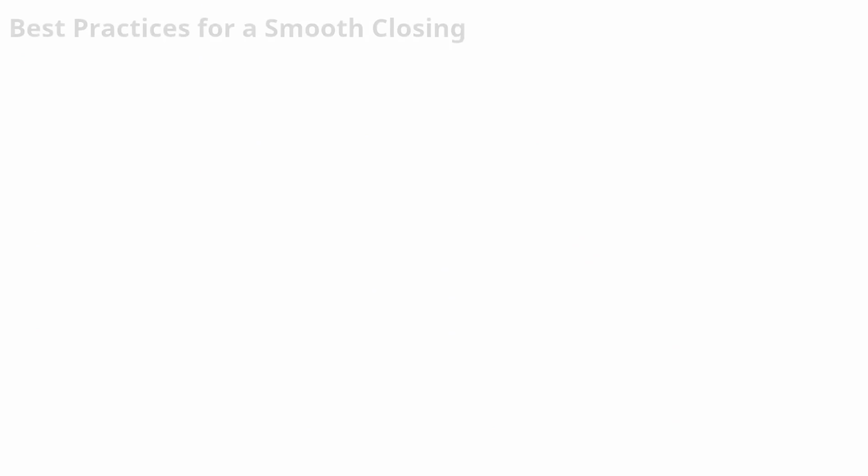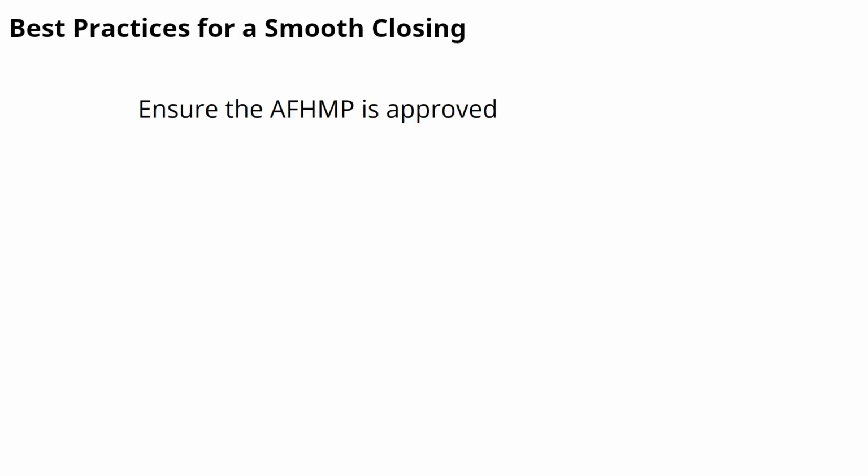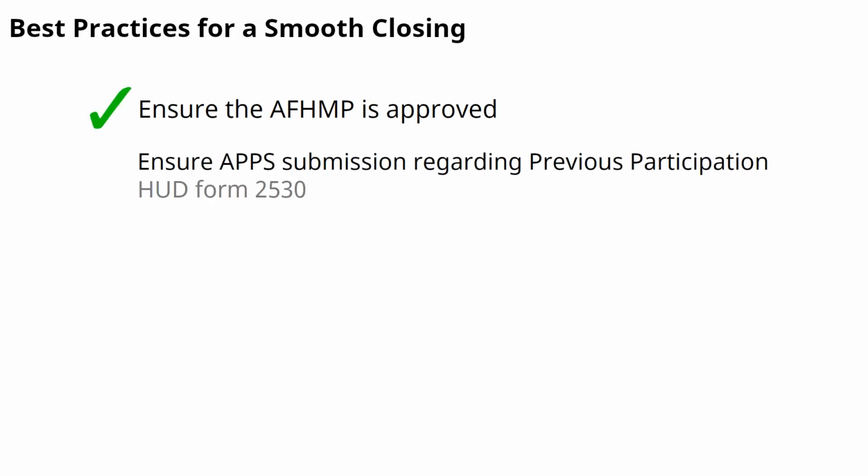Closings are occasionally delayed. Here are some best practices for ensuring a smooth closing. Make sure that the project has an approved affirmative fair housing marketing plan. If the transaction involves a change of ownership, make sure that all parties have submitted a previous participation certification, HUD Form 2530, to HUD's Active Partners Performance System, known as APPS.